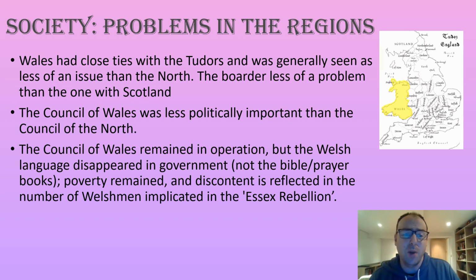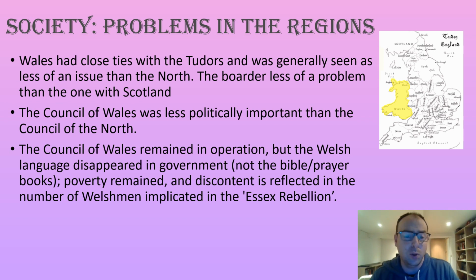The Council of Wales and the Marches was less politically important than the Council of the North. The council remained in operation, but the Welsh language disappeared in government. Again, we can see this move towards centralisation, possibly. The Bible and the prayer book, however, were still available in Welsh.